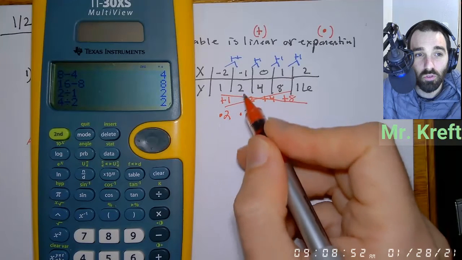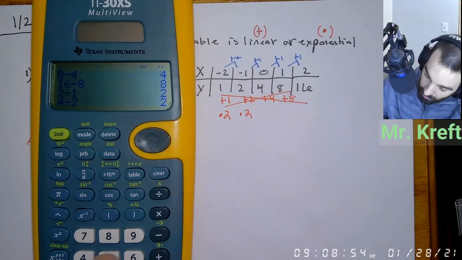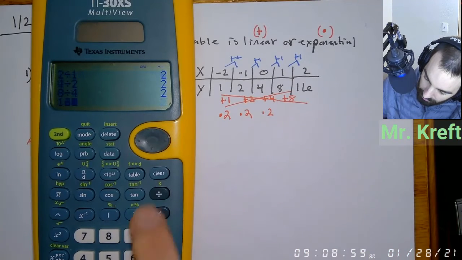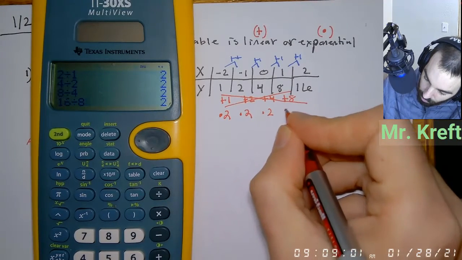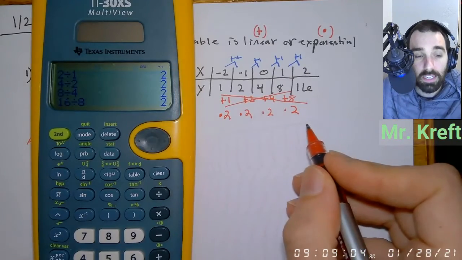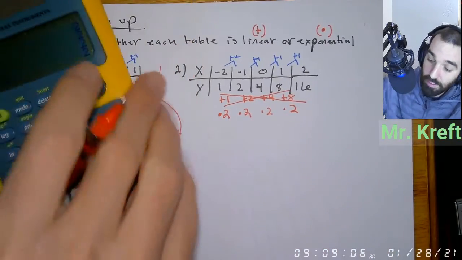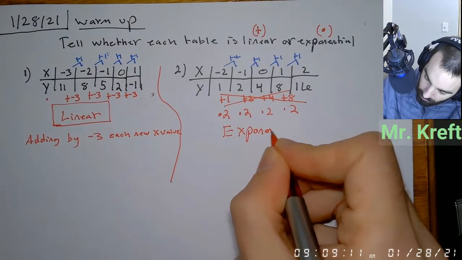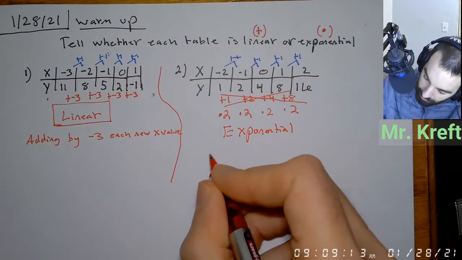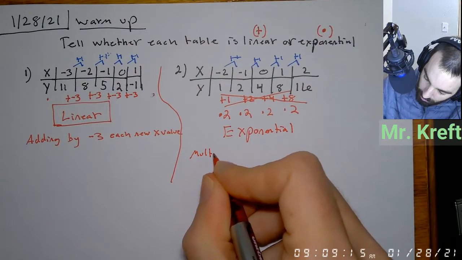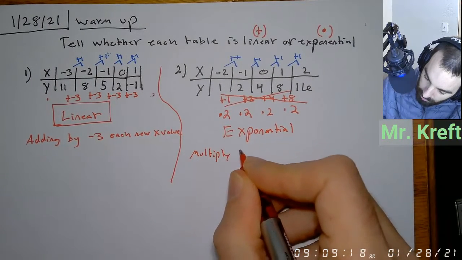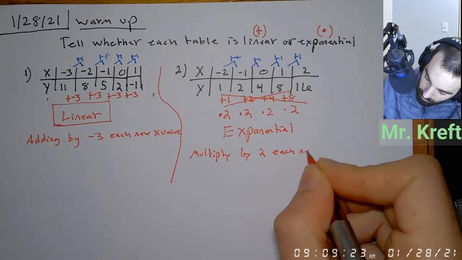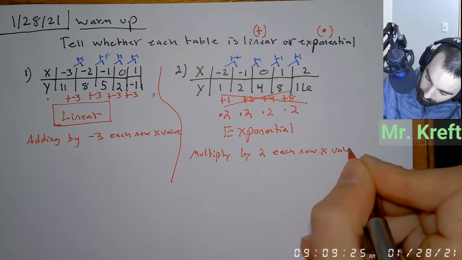So 1 times 2 is 2. 2 times 2 is 4. And then I'm going to go 8 divided by 4. That's also 2. And then I'm going to go 16 divided by 8. That's also 2. So notice how all the multiplication is the same. So this would tell me that this is exponential, because we are multiplying by 2 each new x value.